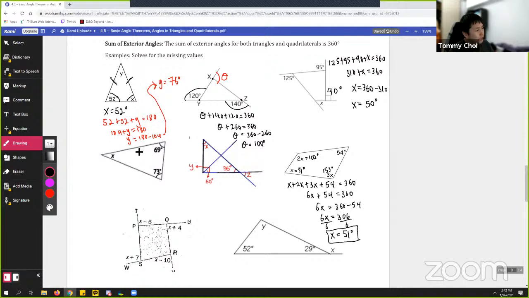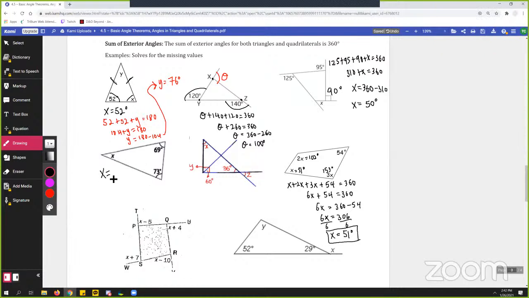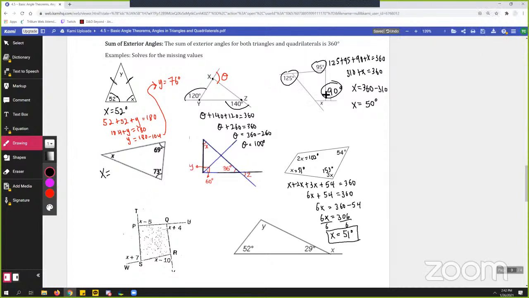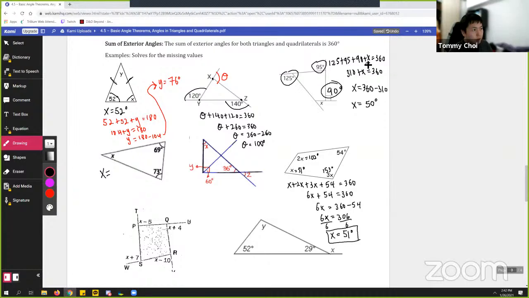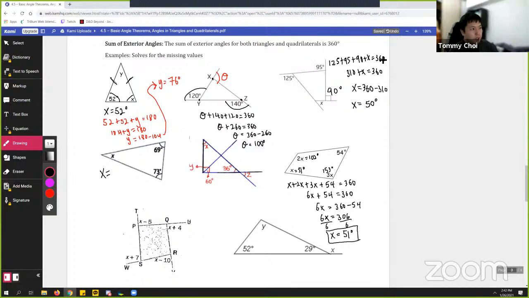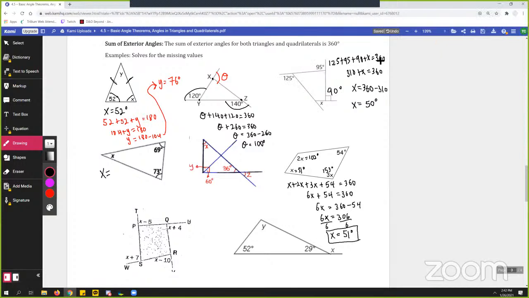For this left triangle, anyone solve for this one? I have a question for the last one. How did you get the 310? Adding this and this. Why didn't you add the x? I did, it's up here. Oh, okay. Right. All four of those add to 360.